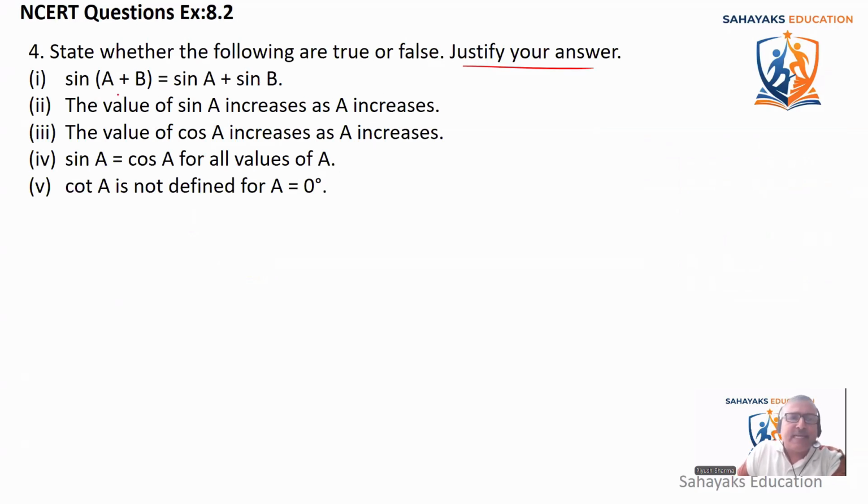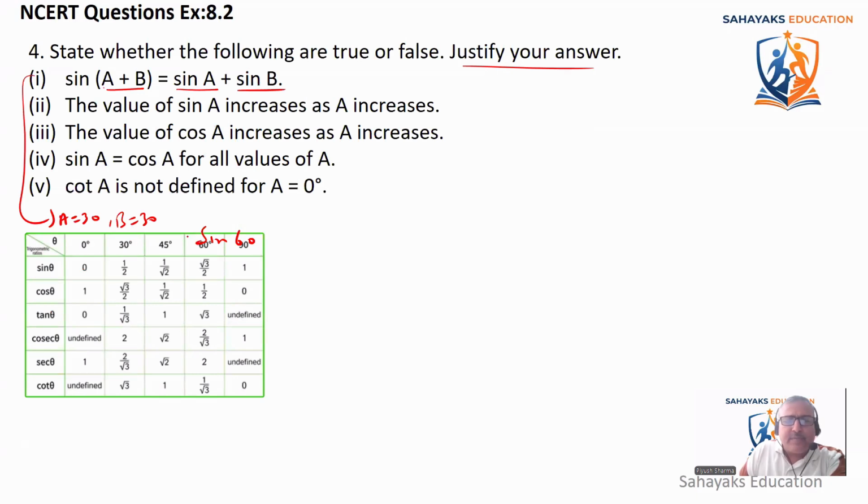Justify your answer. Sine (A plus B) is equal to sine A plus sine B. Let's put some values and find out. Let's say I'm considering A is equal to 30 and B is equal to 30, since it should be true for all values. So the left side becomes sine (30 plus 30), which is sine 60. The table is there. The value of sine 60 is root 3 by 2.